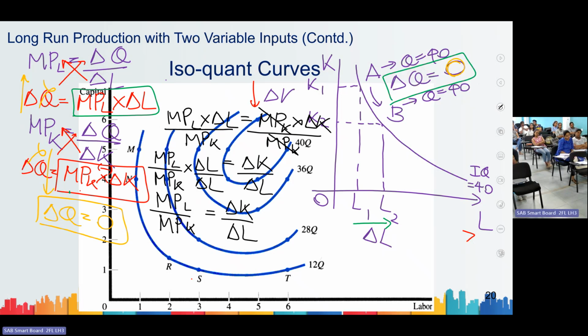Do you see the same formula? We measured marginal rate of technical substitution of labor for capital using this formula, delta K over delta L. It is equal to MPL over MPK. That is why I said before that we can measure the slope of an isoquant in two ways. One way is delta K over delta L. The other way is MPL over MPK. Clear?